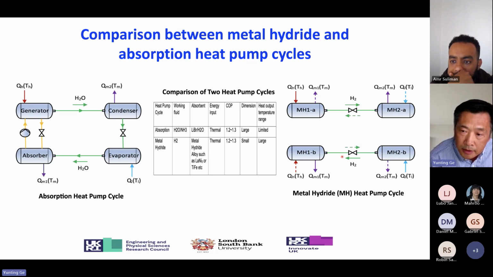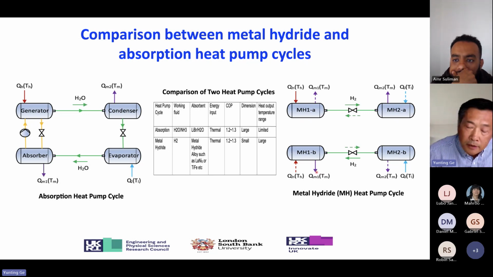So what you can see for this metal hydrate heat pump system is that it consists of two half cycles. For each half cycle, you have the high pressure operation with high grade heat input and medium temperature heat output. And you have low pressure operation on the bottom side, with low grade heat input and a medium temperature heat output.